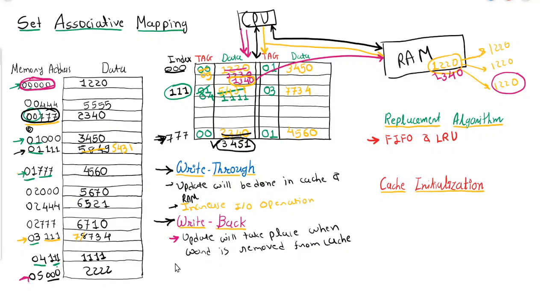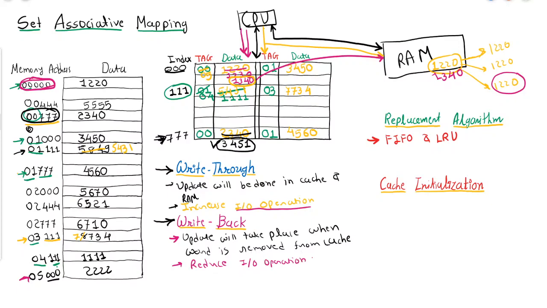Here, what will be the advantage? The advantage will be that it will reduce IO operation. Why? Because the CPU does not have to update the value into the primary memory. It will work with the local memory only.